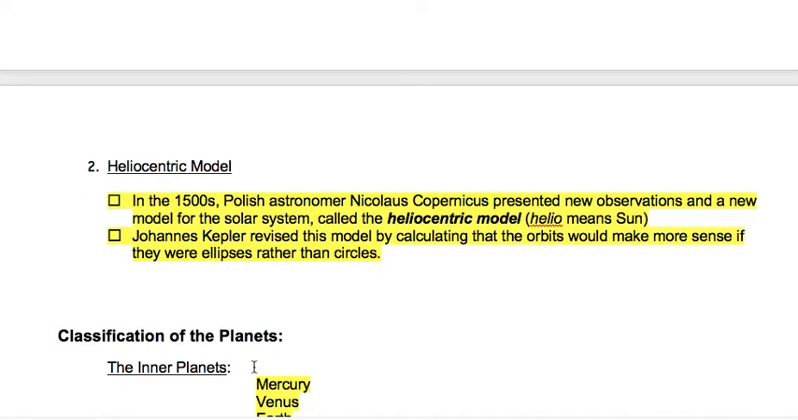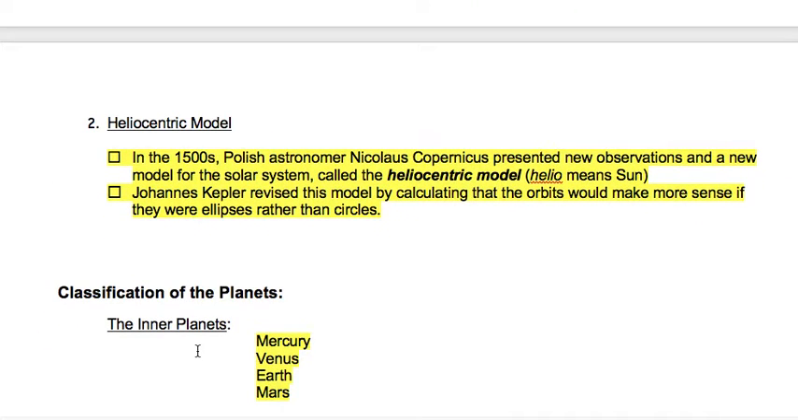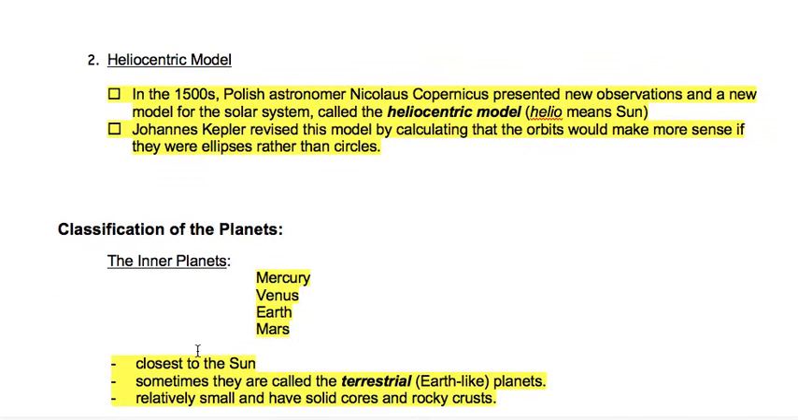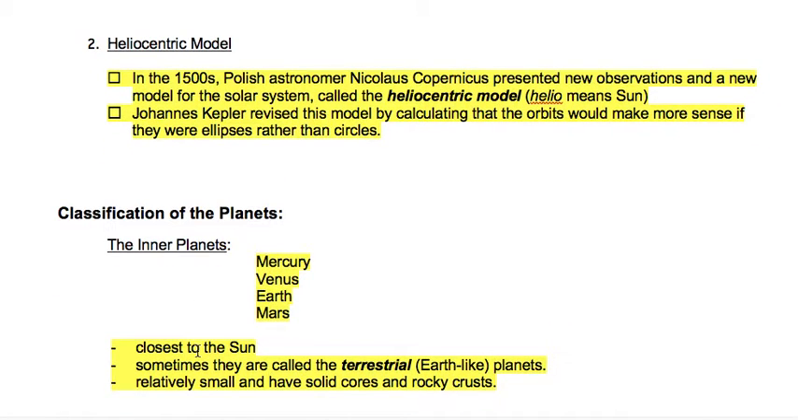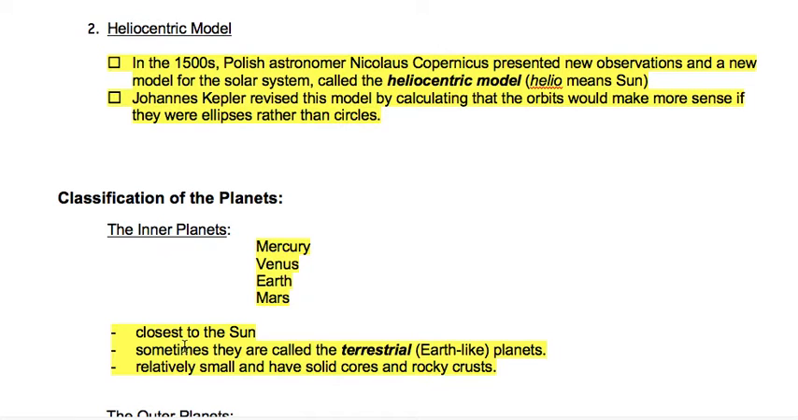So let's take a look at the planets. The inner planets are Mercury, Venus, Earth, and Mars. They are closest to the sun. They're sometimes called the terrestrial Earth-like planets. They are relatively small and have solid cores and rocky crusts.